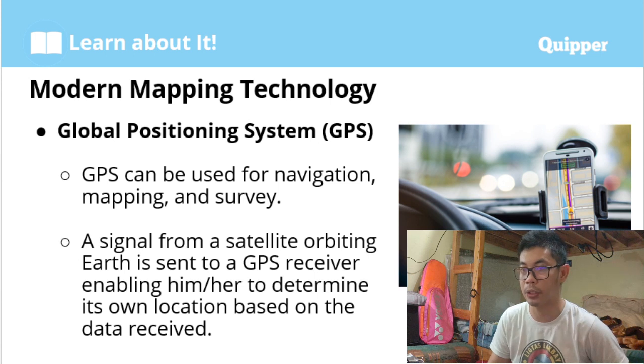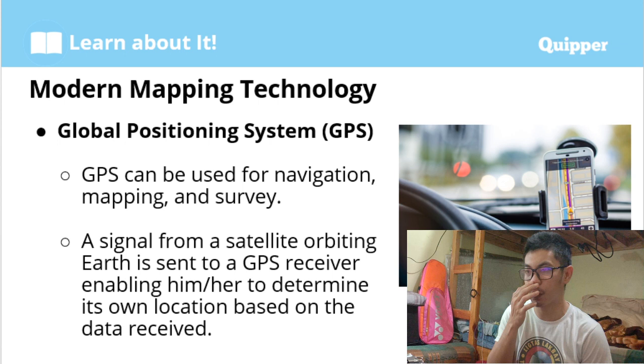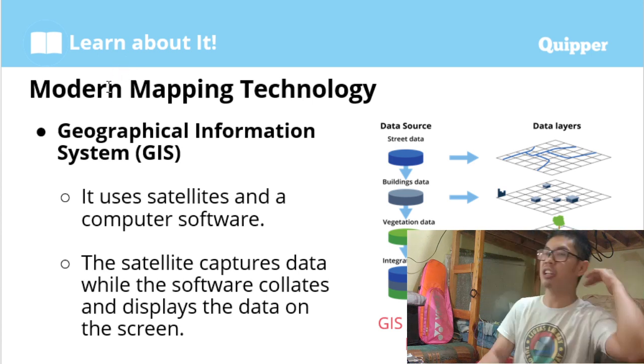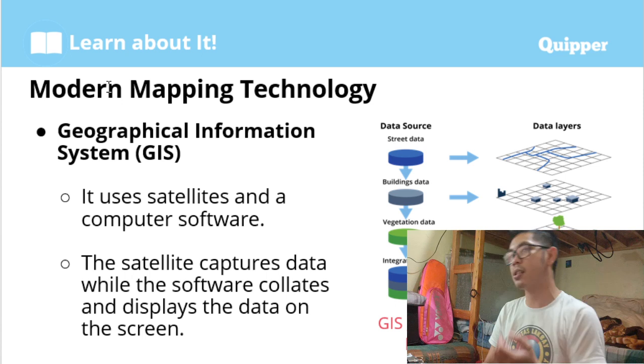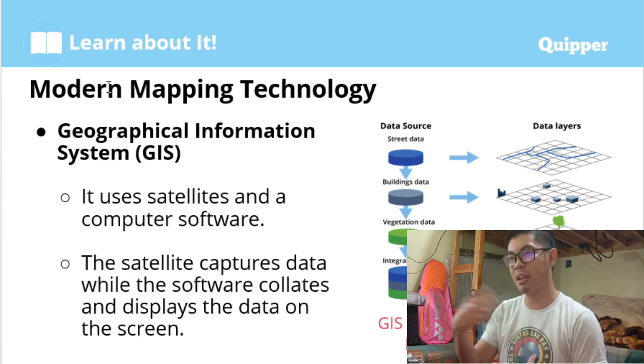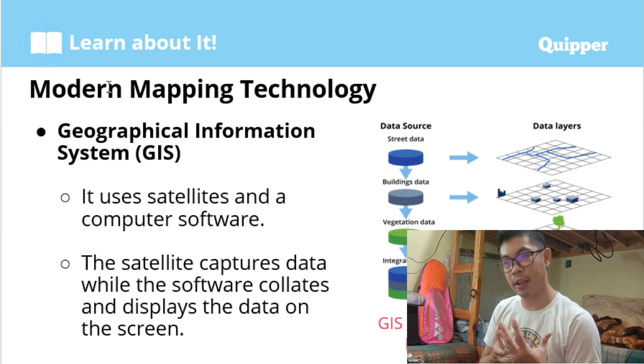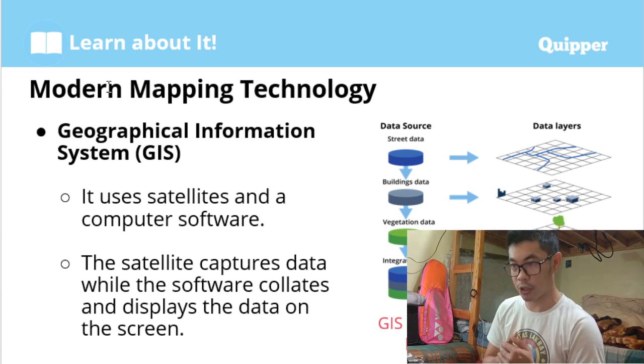We can go now to what you call this one. All right. So we had modern mapping technology, we have your GIS. So meron po tayong mga terms like your GPS, your global positioning system. We mentioned also about your GCS, your geographic coordinate system, and you have your GIS or your geographical information system.